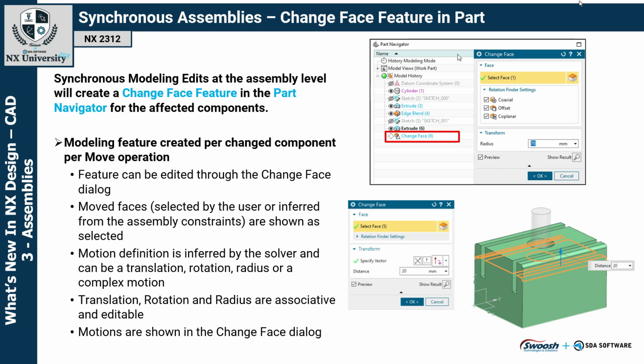So features can be edited through the change face dialog. Moved faces selected by the user or inferred from the assembly constraints are shown as selected. That means if you select the change face feature in the part navigator, it's going to select or show that on the part in the graphics display. Motion definition is going to be inferred by the solver and can be a translation, rotation, radius, or a complex motion. Translation, rotation, and radiuses are associative and editable, and motions are shown in the change face dialog.